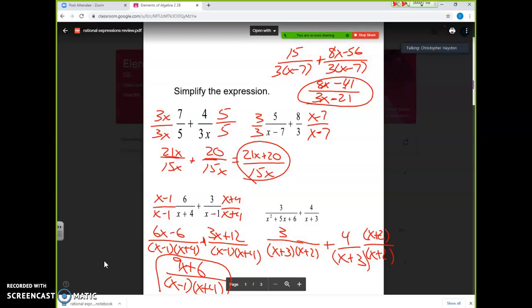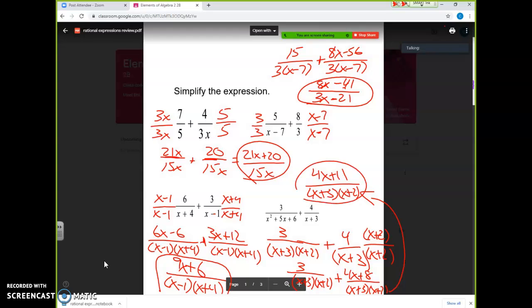Okay. Put parentheses around here as well. So this becomes 3 over x plus 3, x plus 2, plus 4x plus 8 over x plus 3, x plus 2. All right, and I'm going to put my answer up here. I'm going to move it up. Okay, it's just 4x plus 11 over x plus 3, x plus 2. And that's my answer.